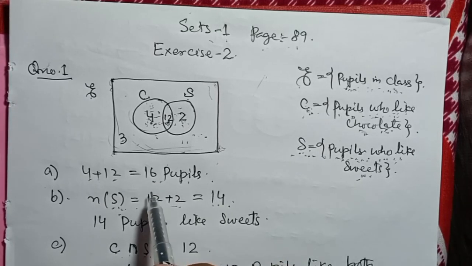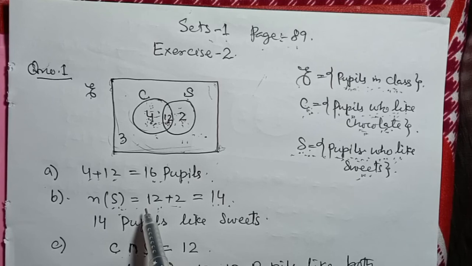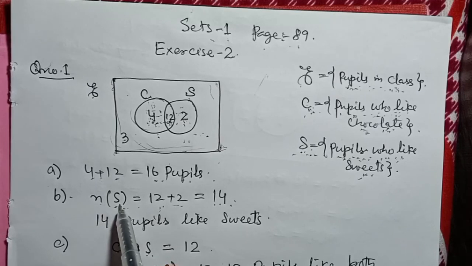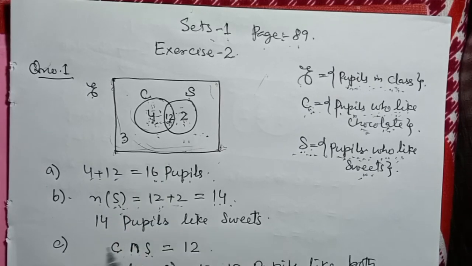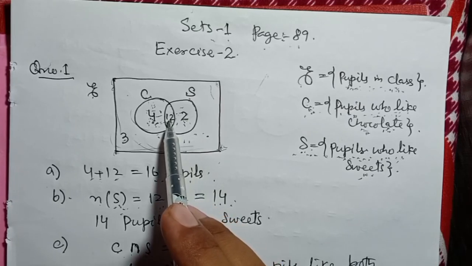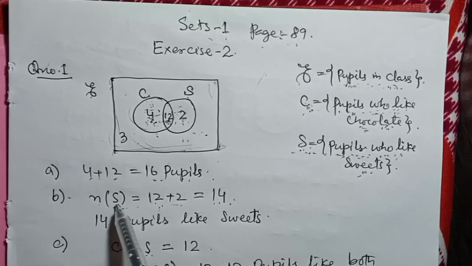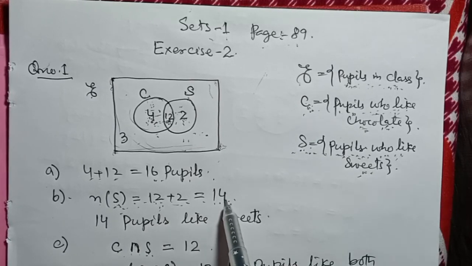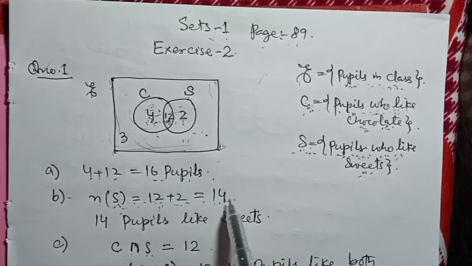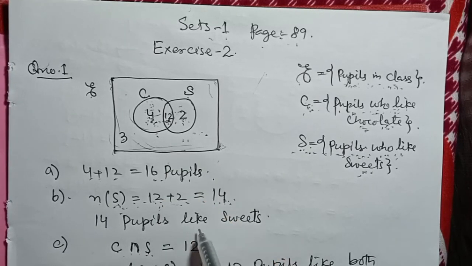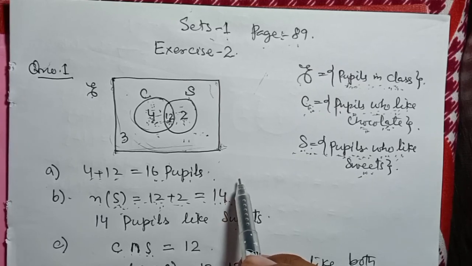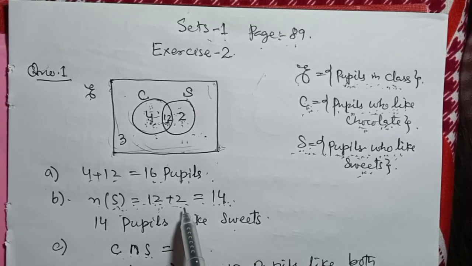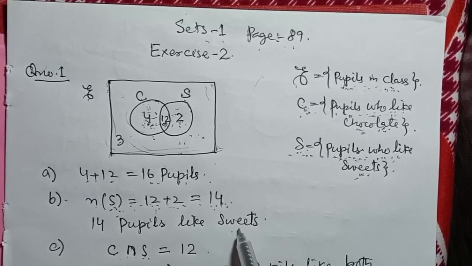Now part B: find n of S and express what this means in words. n of S means how many pupils are in S. You can see from the diagram, n of S is equal to 12 plus 2, which is 14. So the order is 14. That means there are 14 pupils who like sweets. The second part of the question is, express what this means in words. In words we can say 14 pupils like sweets.